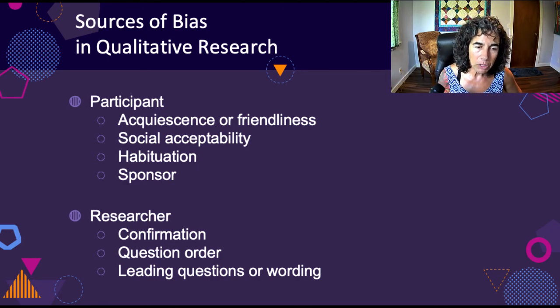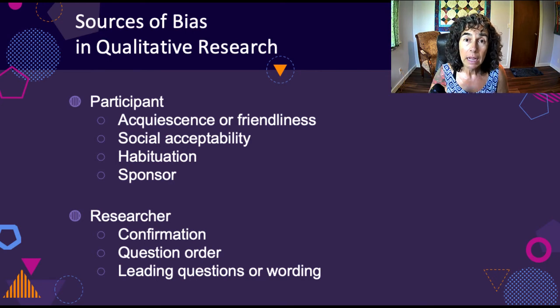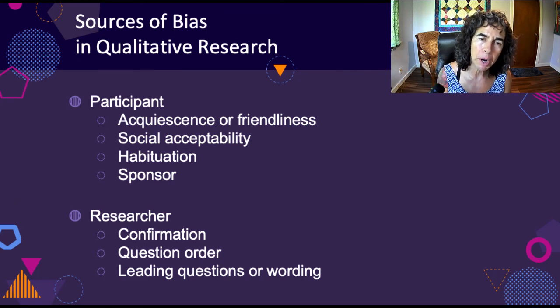And then sponsor bias is when a person is opinionated about the sponsor of the research, and so that influences how they answer, right? So if some giant corporation sponsored, why would they sponsor qualitative research? I don't know. But if some giant corporation, just for the sake of example, sponsored some research and the participant really hated that corporation, that might skew how they answered. So that's on the part of the participant.